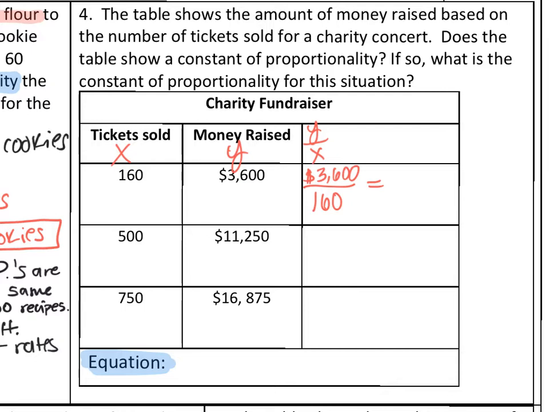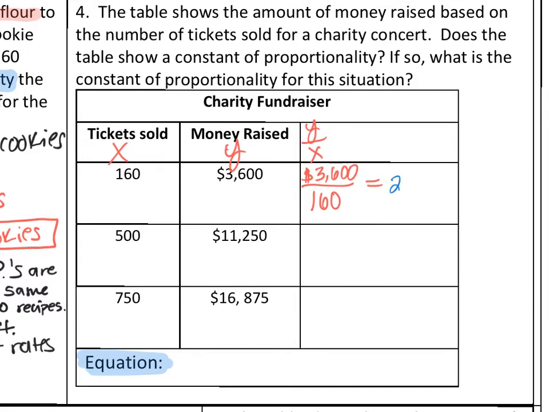All right, so the cost or the unit price, so for one ticket, it is $22.50. Now, if they were to sell 500 tickets, they raised $11,250. So again, I'm going to use my calculator for that. And the unit price and the slope, the constant of proportionality, is again $22.50.